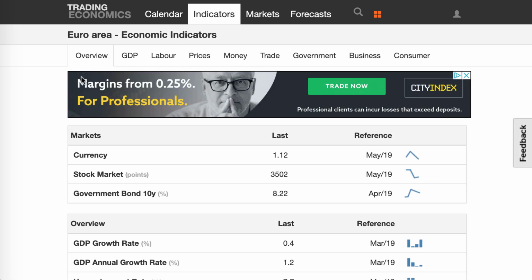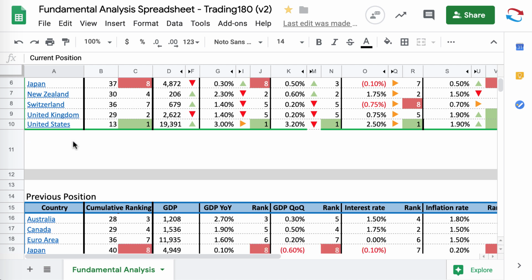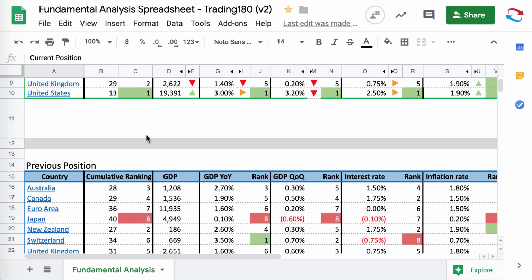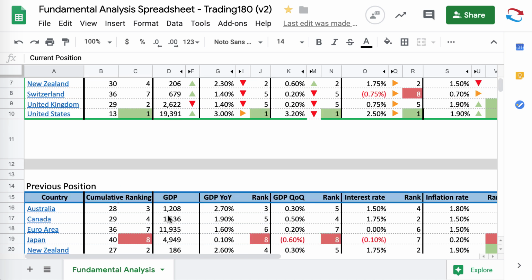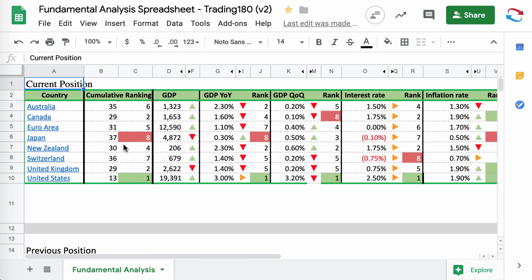What else do we have? Just make sure that we also update the fundamental analysis spreadsheet, the current and the previous position, please, because we need to know if something is growing, something is shrinking, etc. This only gives us the numbers, but if the numbers aren't right, then we're potentially going to be on the wrong side of the market. So it's a responsibility for everybody.